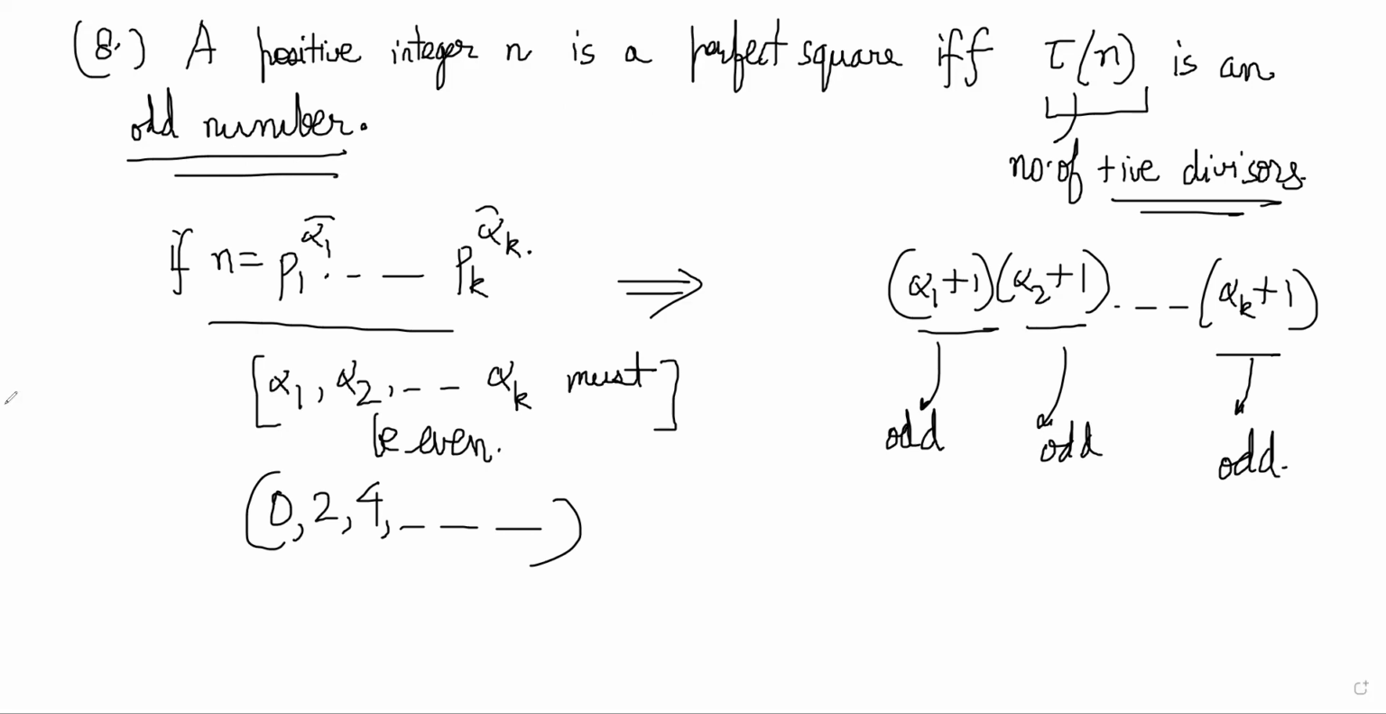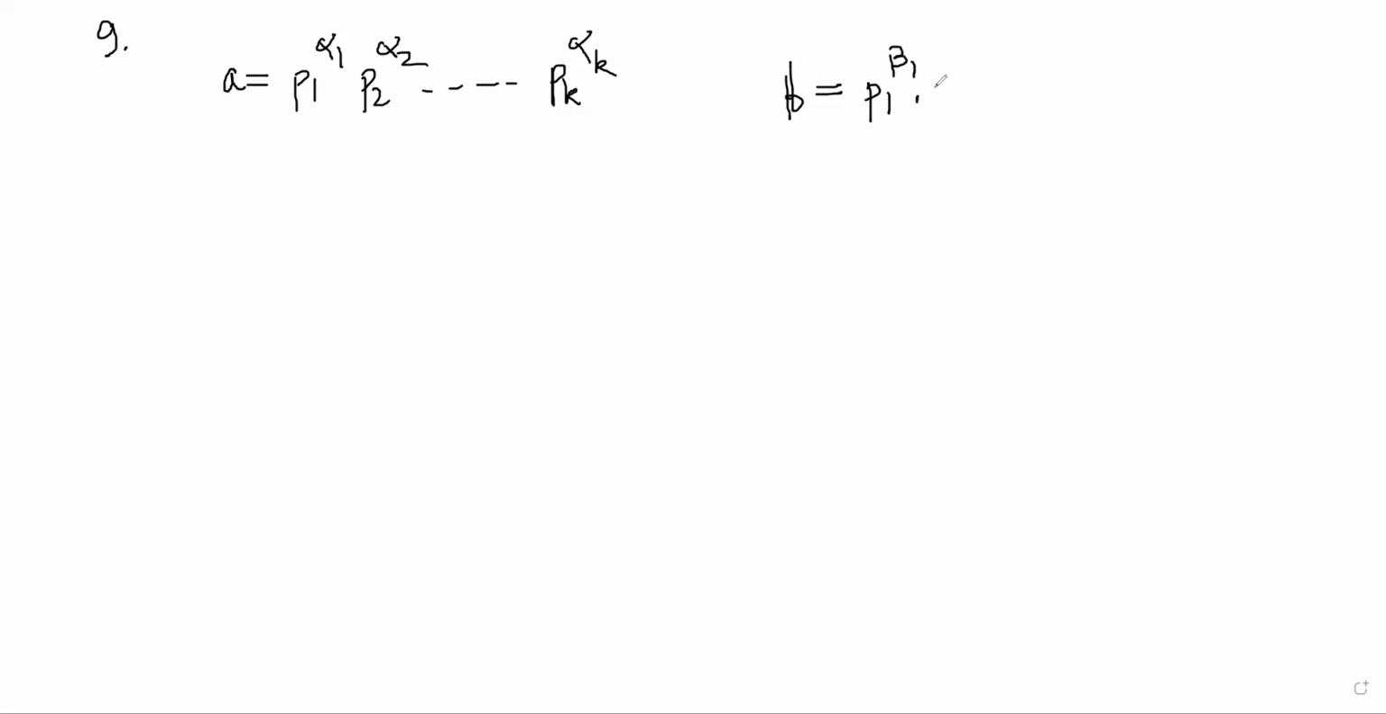It's pretty simple. The next idea is about LCM and HCF. So if you have A is equal to p1 power alpha 1, p2 power alpha 2, and so on till pk power alpha k, and B is equal to p1 power beta 1, p2 power beta 2, and so on till pk power beta k. These are two integers with their standard factorizations.